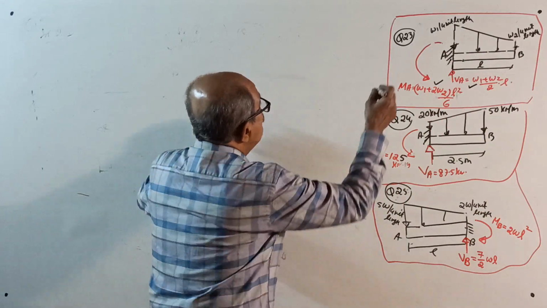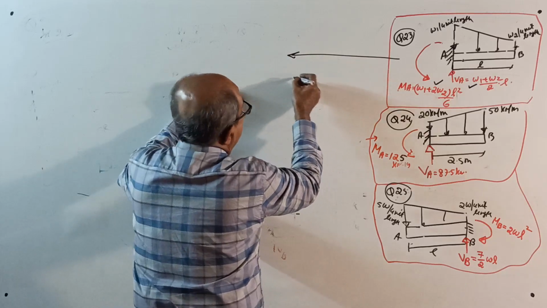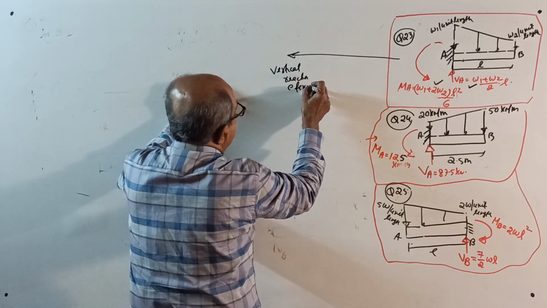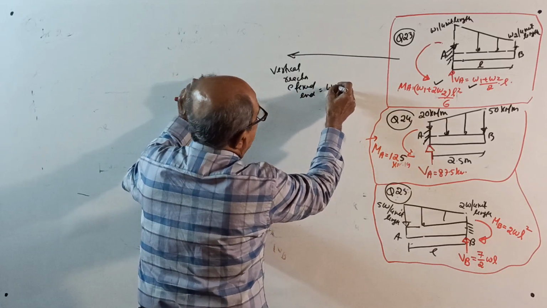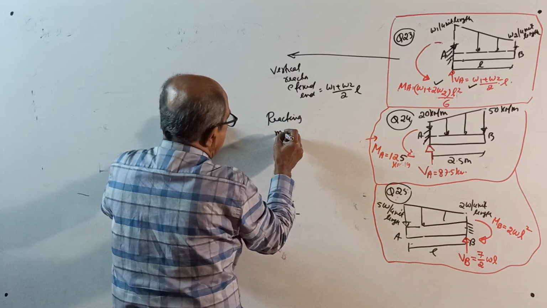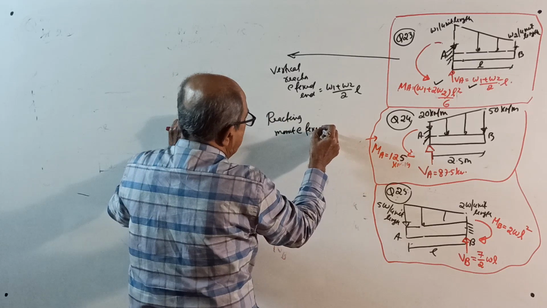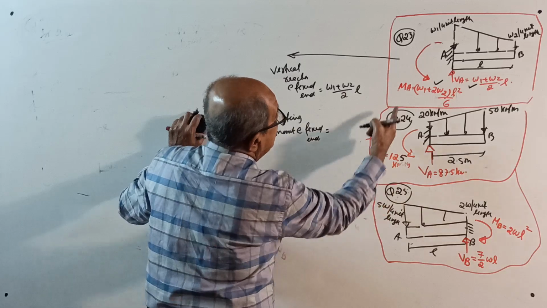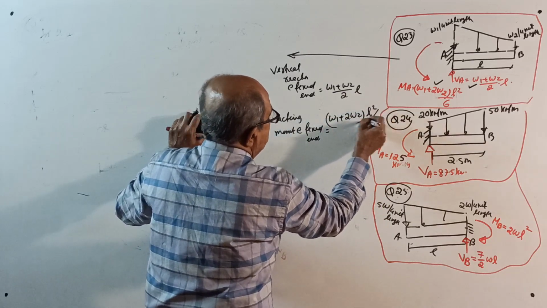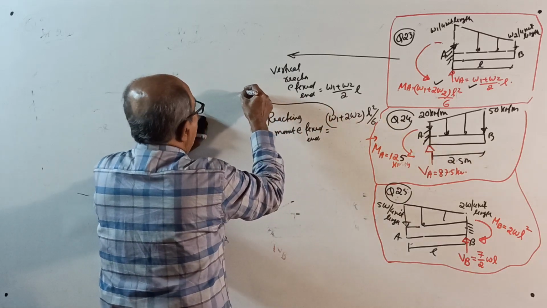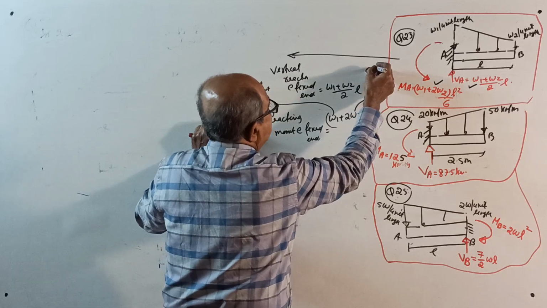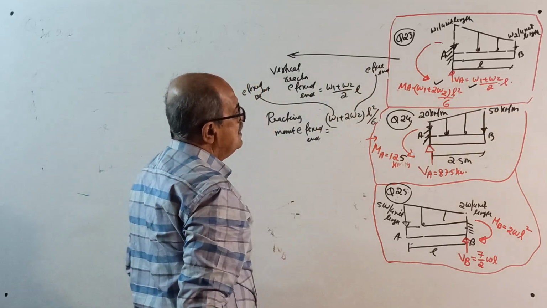Okay. Now, do one thing. You keep this as standard. See, we got here vertical reaction at a fixed end: W1 plus W2 divided by 2 into L, and reacting moment at fixed end, direction not required, fixed end, we got, what is the answer there? W1 plus 2W2 into L square by 6, very important. W1 is intensity at fixed end. W2 is intensity at free end. That is very important.